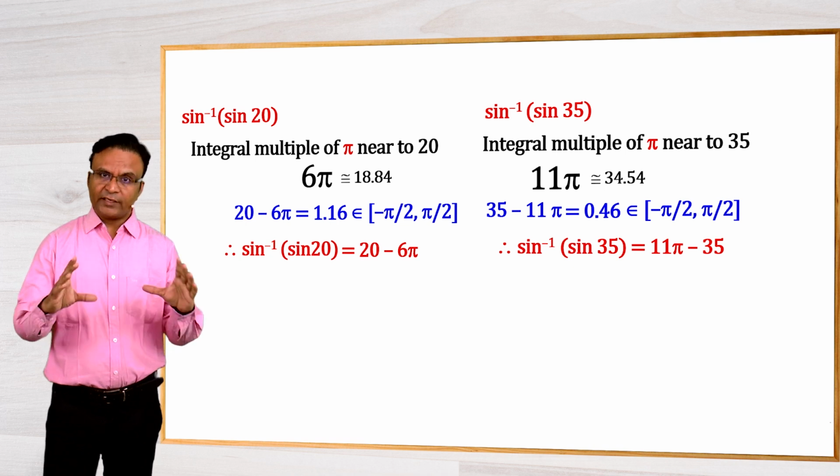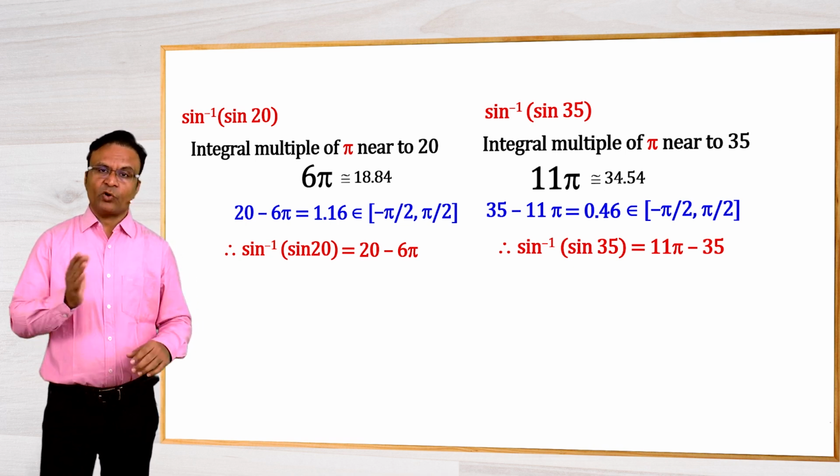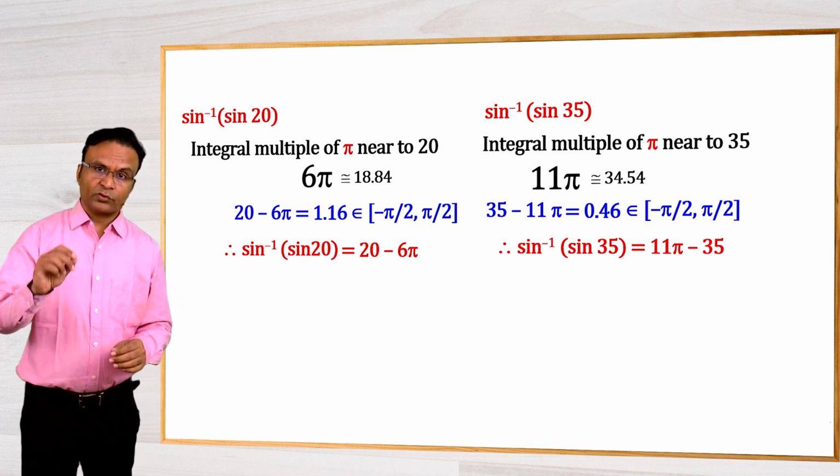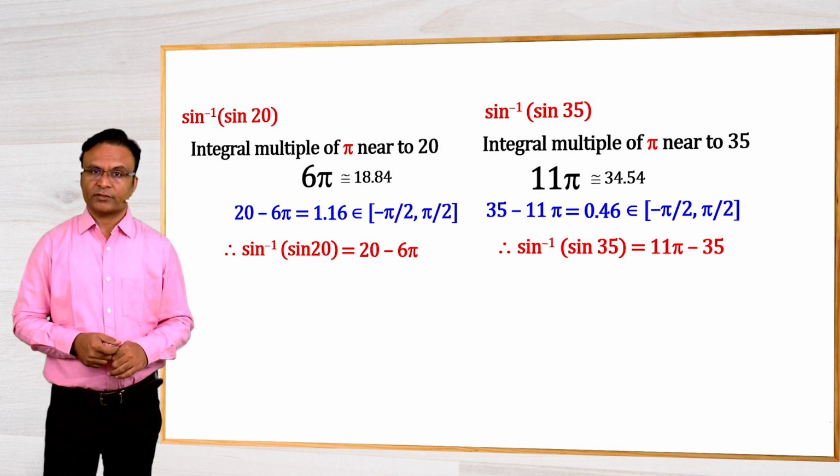So hope आपको ये शॉर्टकट समझ में आ गया. जब odd multiple आएगा तो वो आगे आएगा, और जब even multiple आएगा तो वो x में से माइनस होगा.